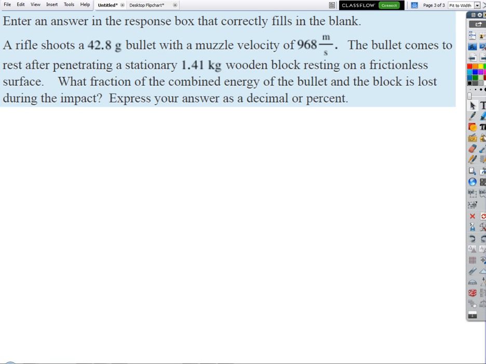We want to know what fraction of the combined energy of the bullet and the block is lost during the impact, right? So that's not a big deal. We can figure out the energy. Initially, the block has no energy. It's at rest. All the energy, the energy of the bullet has quite a bit. Afterwards, the bullet is lodged in the block, and their combined masses move very slowly, and so we can calculate that kinetic energy, right? And all we're really trying to do is just find the ratio of how much is lost, so the difference between the two, to the original amount, which is the kinetic energy of the bullet.